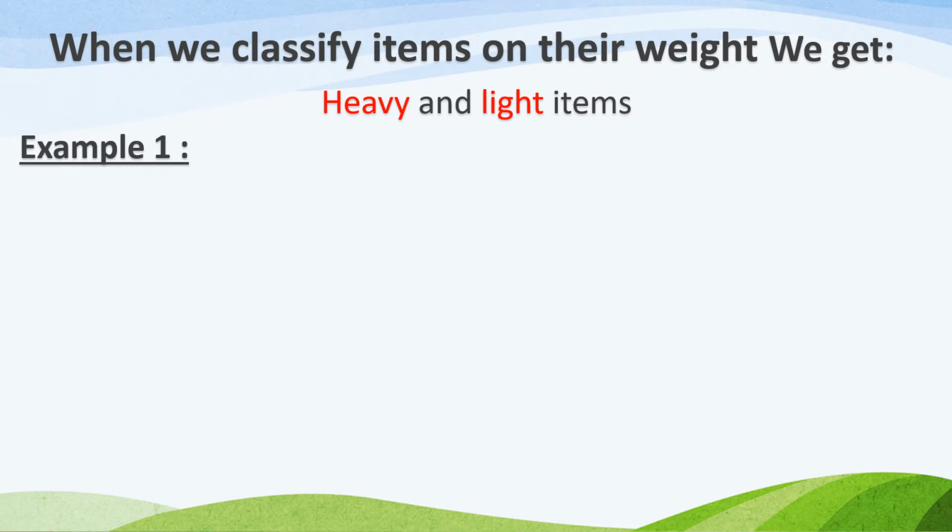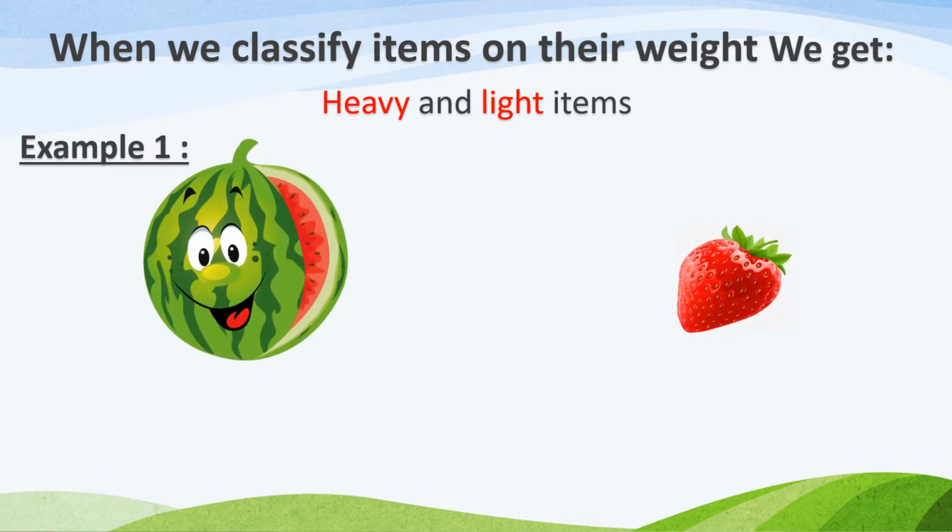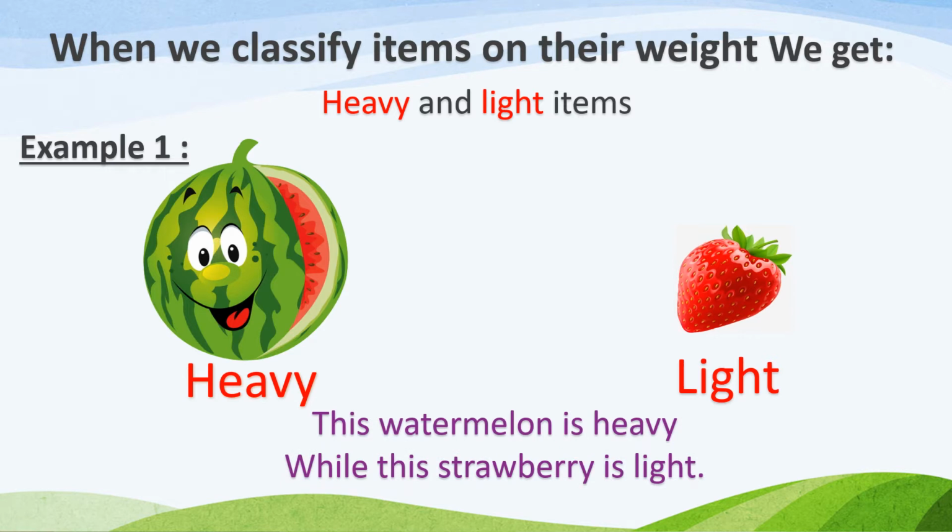When we classify items by their weight, we get heavy and light items. For example, we have here watermelon and strawberry. Is this watermelon heavy or light? Yeah, the watermelon is heavy. Is this strawberry heavy or light? Yeah, the strawberry is light. Then this watermelon is heavy while this strawberry is light.